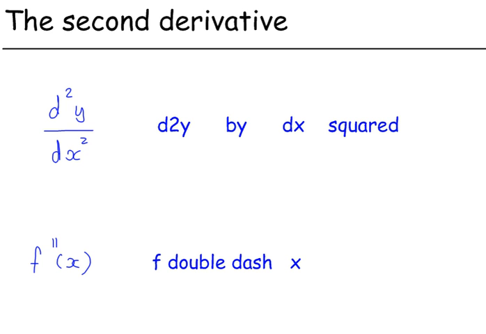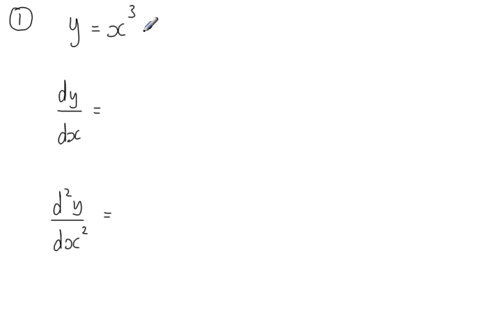The second derivative is written like this: d2y by dx squared, or in function notation, that's not f to the power of 11, it's f double dash x. To get some practice on working out second derivatives, starting with the equation of a curve here, y equals x cubed, so dy by dx is 3x squared. So the second derivative means just differentiate once more, so that 2 times the 3 gives you 6, x to the power of 1.